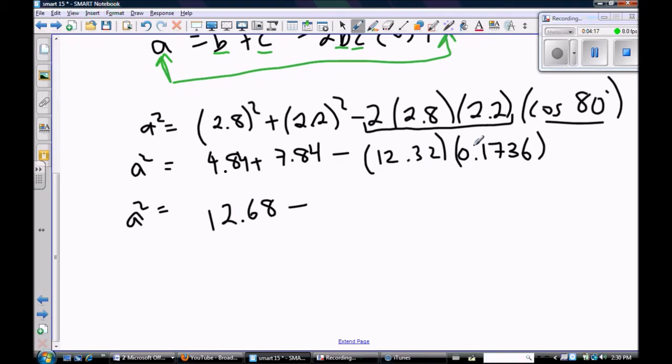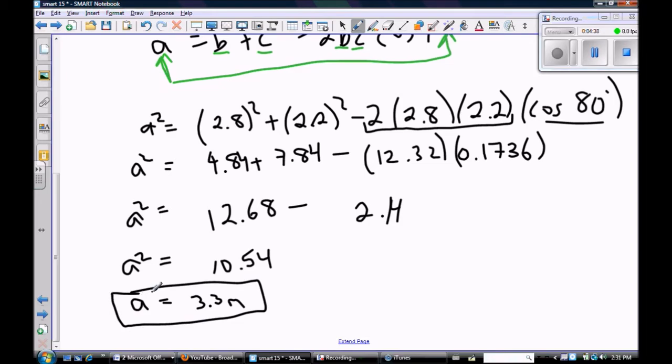Minus, here I'm going to do multiplication. 12.32 times 0.0736 is 2.14. So I'm rounding a little bit. So a squared is equal to 10.54. So square root both sides. I get a value of 3.3 meters when I've rounded correctly to the first decimal place. Good. Does that make sense?